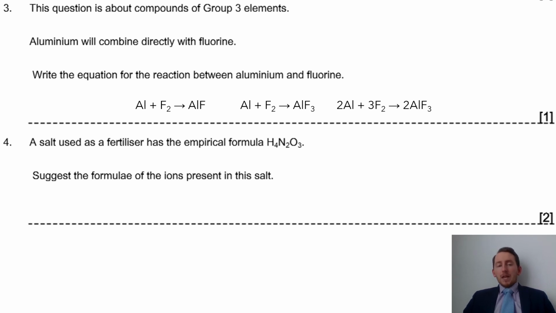And the last one, it wants us to suggest the formula of the ions present in this salt, which has an empirical formula of H4N2O3. So not something we're too familiar with, but it's asking for ions. The ions you'll be familiar with, it's just difficult if you can't see that that's what they're asking you for. So the 2 ions that we have, NH4+ and NO3-, are the 2 ions that make up that. If we put those together, it will then give us our empirical formula that we need.